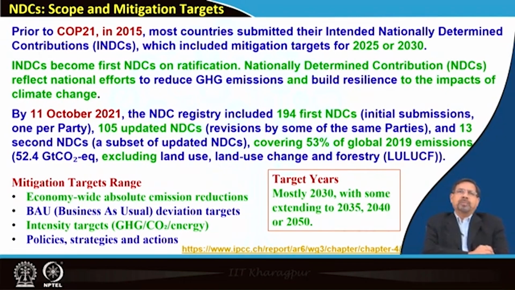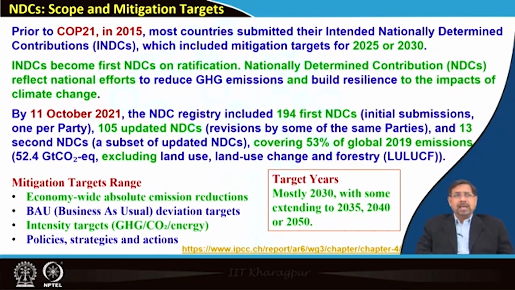Moving on to the scope and mitigation targets: prior to COP21 in 2015, most countries submitted their intended nationally determined contributions, or INDCs, which included mitigation targets for 2025 or 2030. This intended NDC, or INDC, became the first nationally determined contribution on ratification. These NDCs reflect national efforts to reduce greenhouse gas emissions and build resilience to the impacts of climate change.